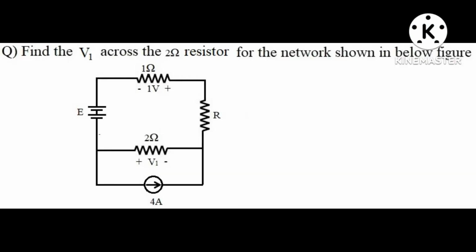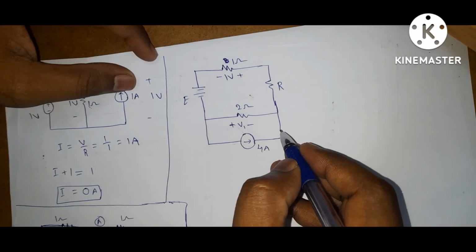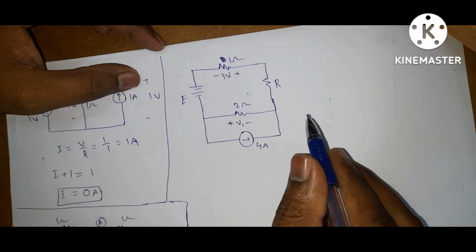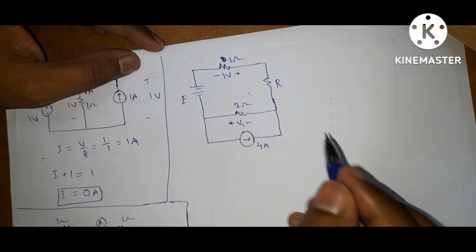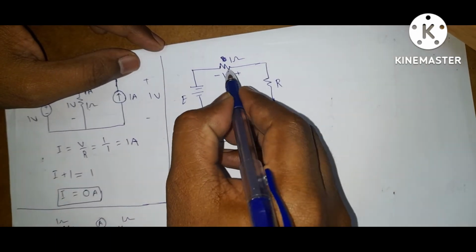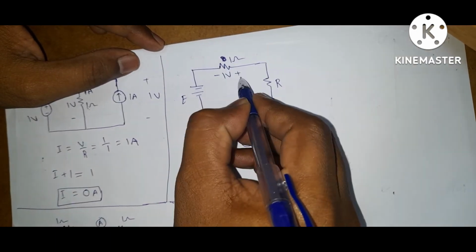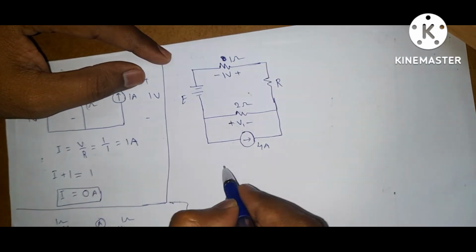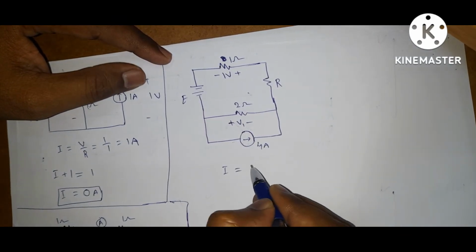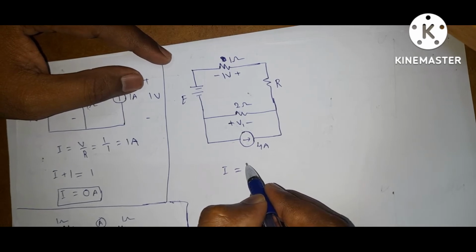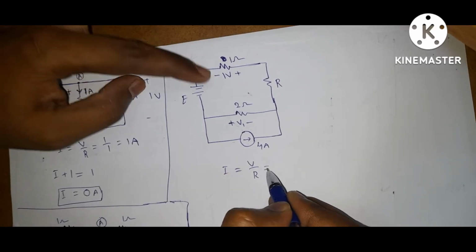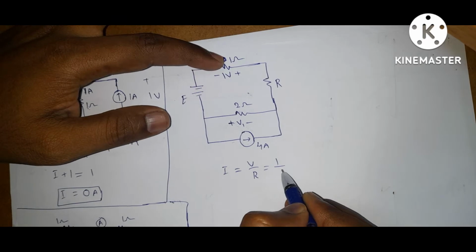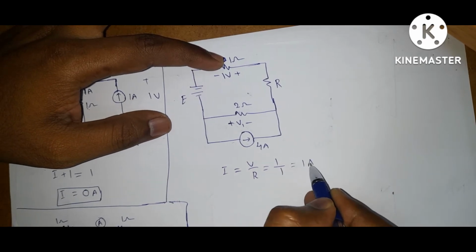Next question. Find the V1 across the 2 ohm resistor for the network shown in the below figure. This is the given circuit. Okay, in the circuit they give one hint. What is the hint? The voltage across this 1 ohm resistor is 1 volt. So what is the current? By Ohm's law, I is equal to V by R. So voltage is given as 1 volt and the resistance is 1 ohm. So this is 1 ampere.